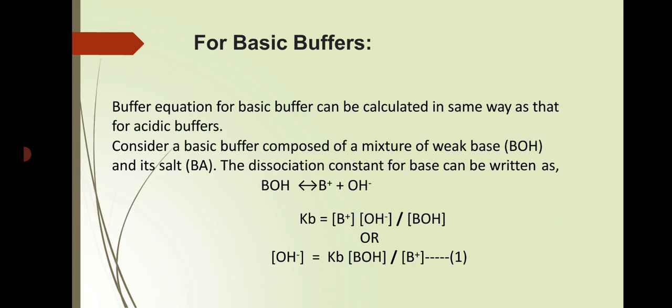Consider a basic buffer composed of a mixture of weak base BOH and its salt BA. The dissociation constant for the base can be written as BOH dissociates to give B+ ion plus OH- ion. Kb is equal to concentration of B+ ion into concentration of OH- ion divided by concentration of BOH, or concentration of OH- ion is equal to Kb into concentration of BOH divided by concentration of B+ ion.